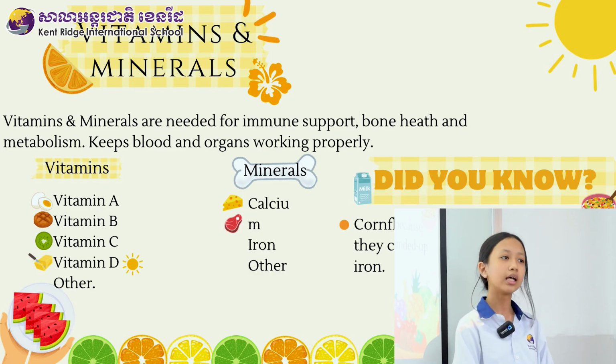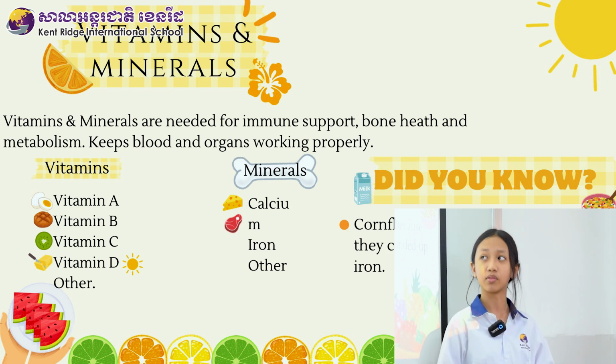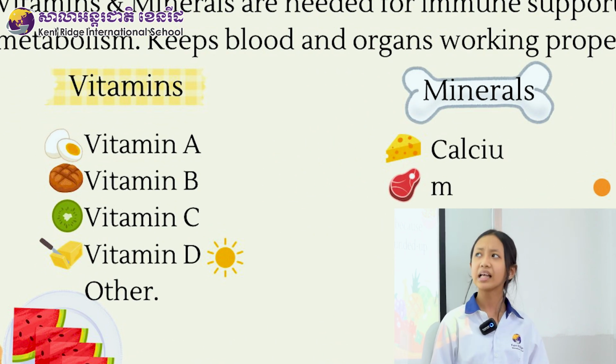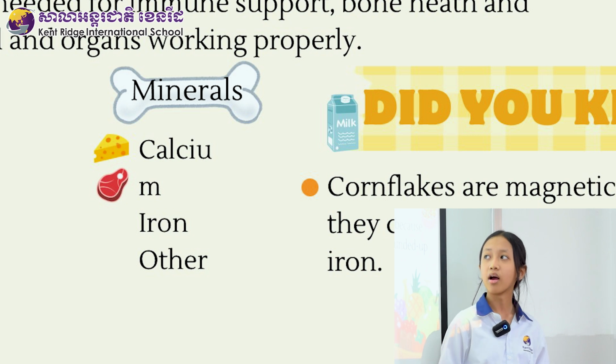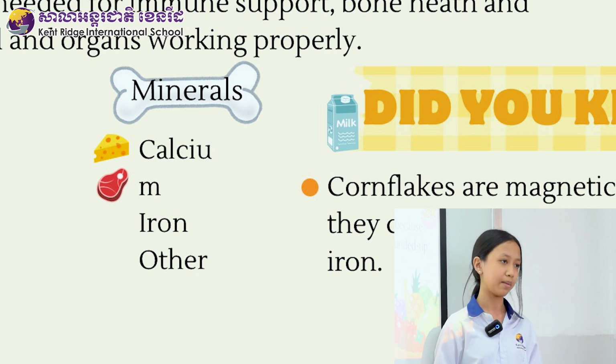Vitamins and minerals are essential micronutrients your body needs for immune support, bone health, and metabolism. They are super important to keep everything running smoothly. There are many types of vitamins, including vitamin A, vitamin B, vitamin C, vitamin D, and others. As for minerals, there are calcium and iron. You can get calcium from dairy products and you can get iron from red meat.